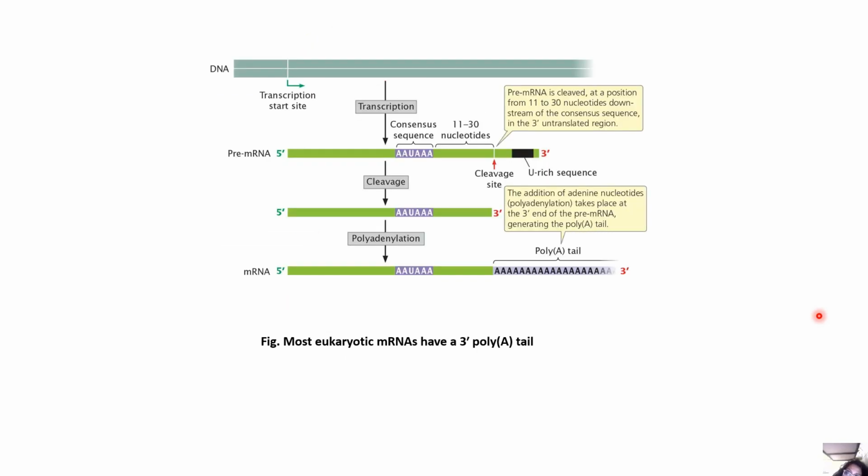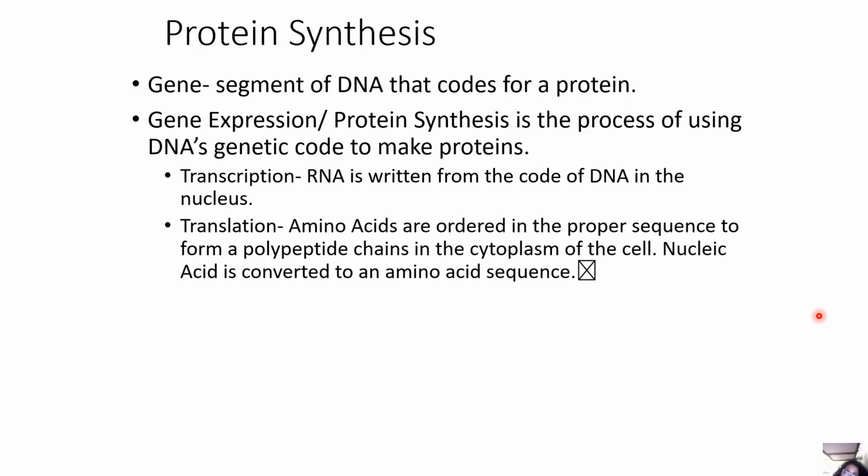So the pre-mRNA is cleaved at a position 11 to 30 nucleotides downstream of the consensus sequence in the 3' untranslated region. Addition of adenine nucleotides takes place at the 3' end of the pre-mRNA, generating the poly A chain. If we talk about protein synthesis, a gene is a segment of DNA that codes for a protein, and gene expression, or protein synthesis, is the process of using DNA's genetic code to make proteins. In transcription, RNA is written from the code of DNA in the nucleus, and in translation, amino acids are ordered in the proper sequence to form a chain. In the cytosol of the cell, the nucleic acid sequence is converted to an amino acid sequence.